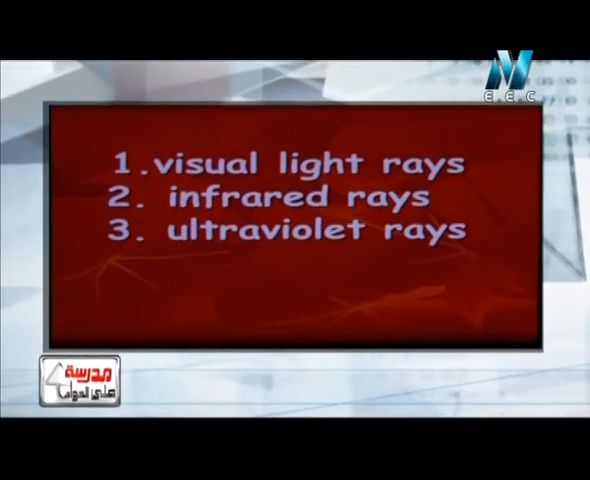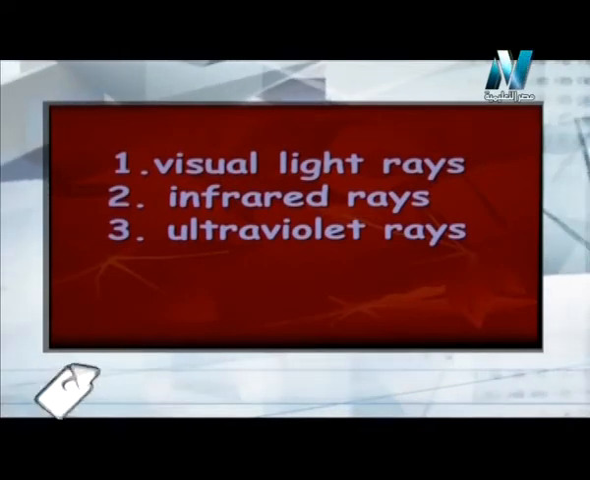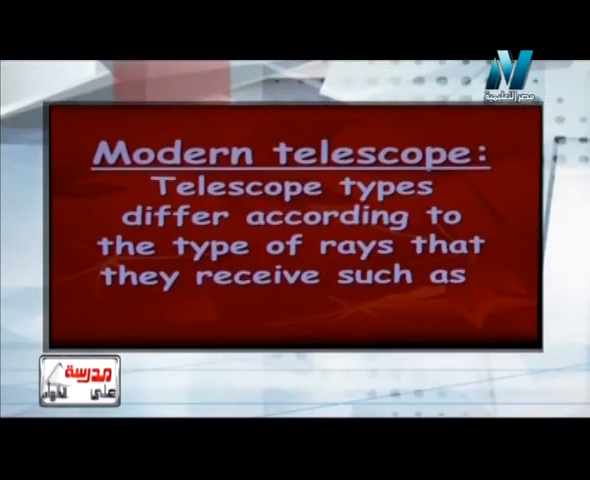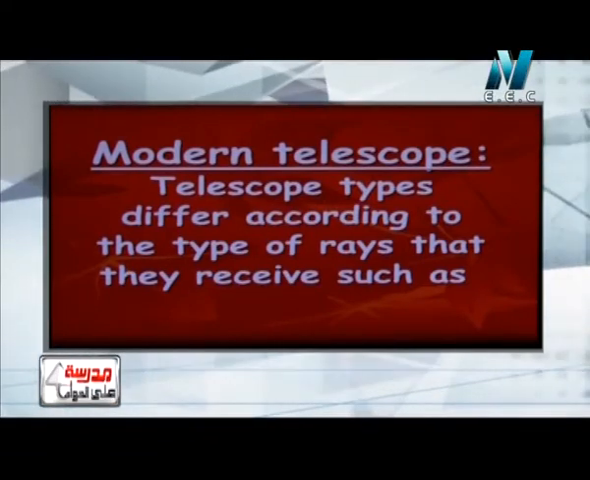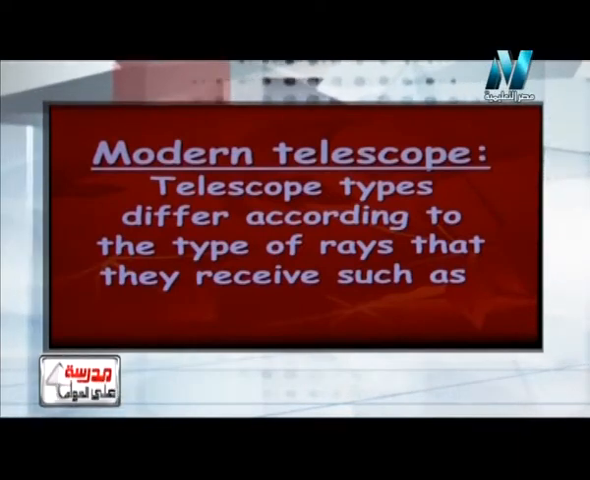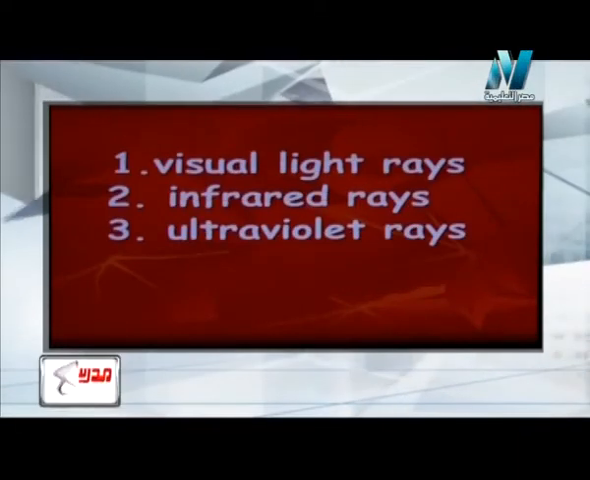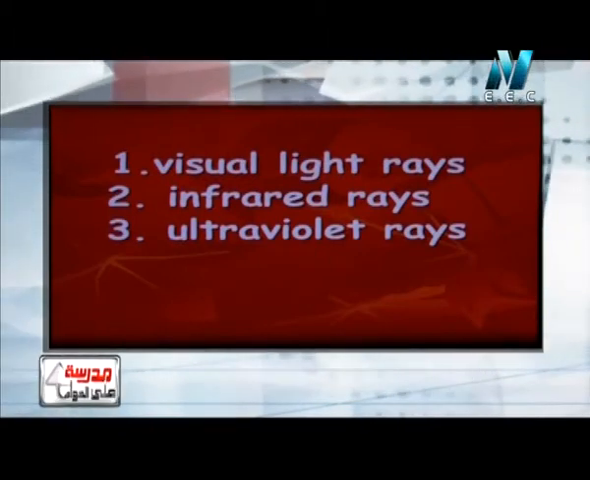So we have telescopes such as what? Such as visual light rays, infrared rays, ultraviolet rays. So again, modern telescopes are many types. They differ according to the type of rays that they receive, such as what? Such as visual light rays, infrared rays, and ultraviolet rays.